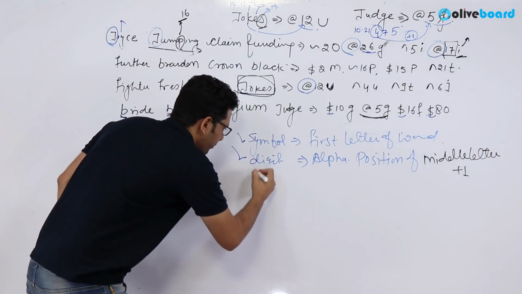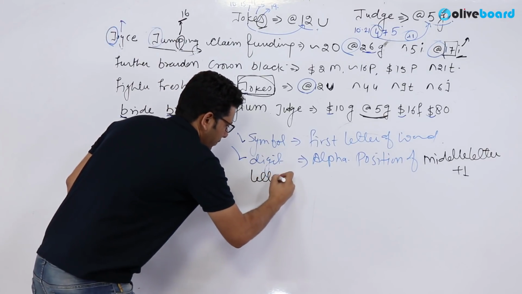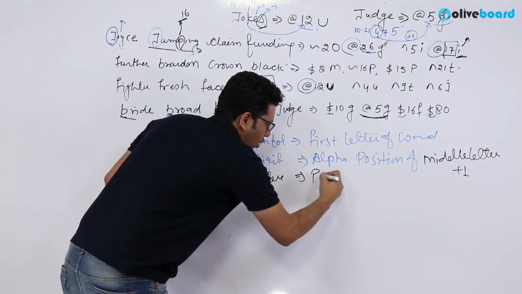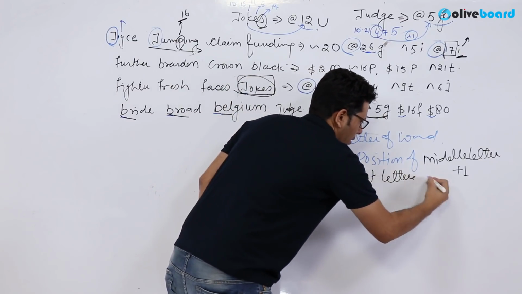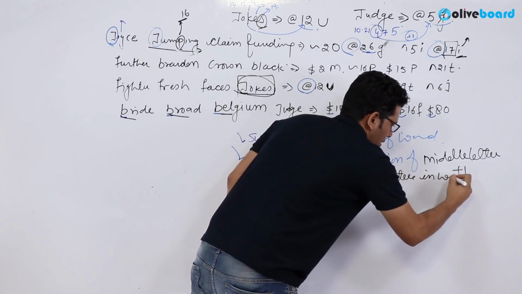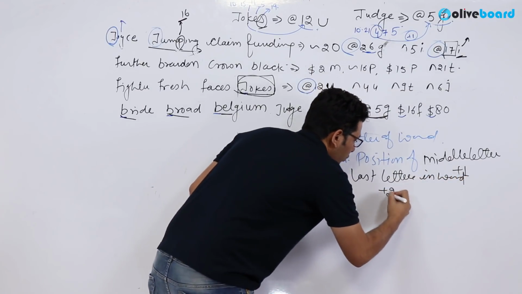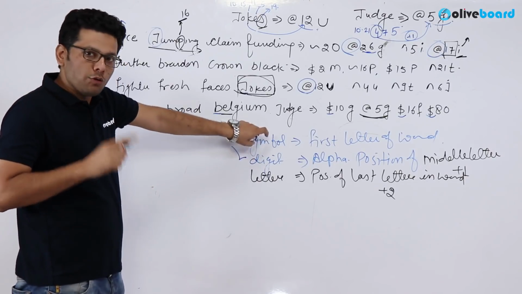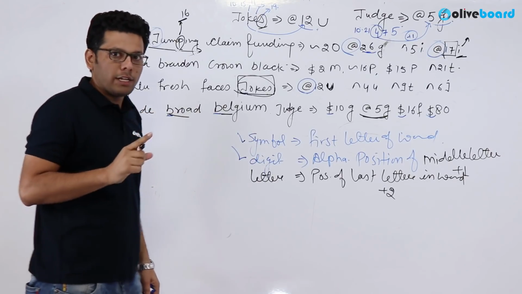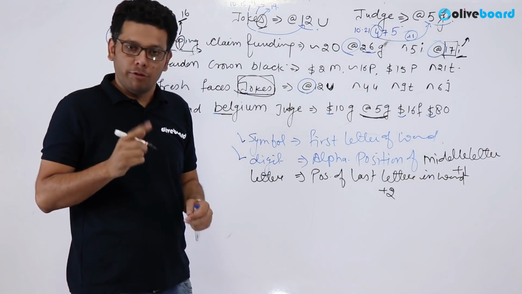How you got the letter: position of the last letter in the word plus 2. So this is your complete logic. This is the way you can solve the questions. So now I'm telling you directly the answers of the questions.